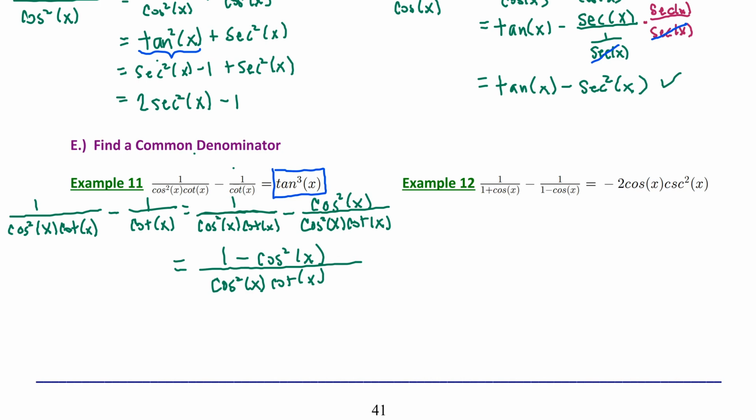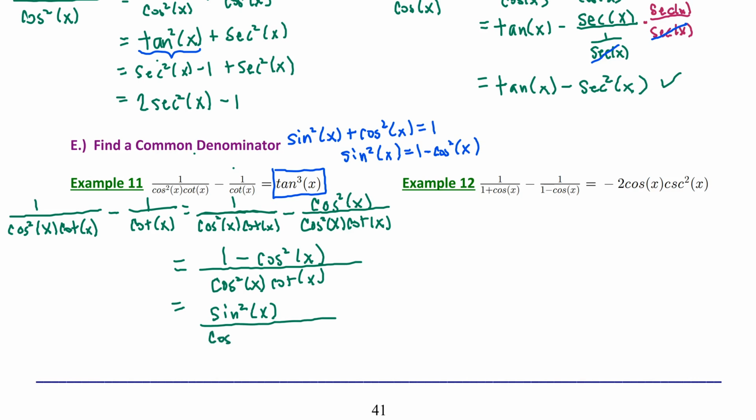The first thing that I notice is that in our numerator, we have the combination of the square of a trig function and 1. Recall that our fundamental identity is sine squared of x plus cosine squared of x equals 1. In the numerator here, we have 1 minus cosine squared of x. If we subtract cosine squared of x from both sides of our fundamental identity, we'll find out that 1 minus cosine squared of x is equal to sine squared of x. So I can replace that numerator with sine squared of x.